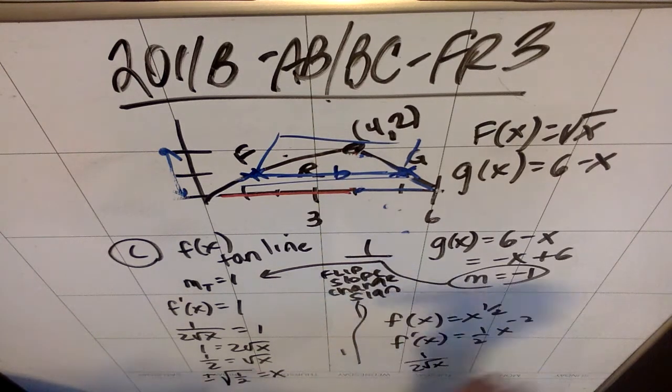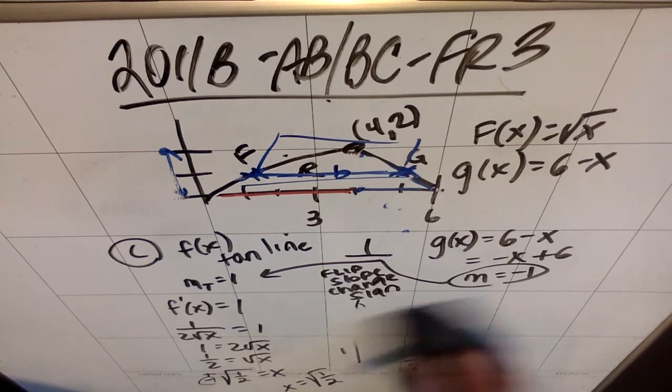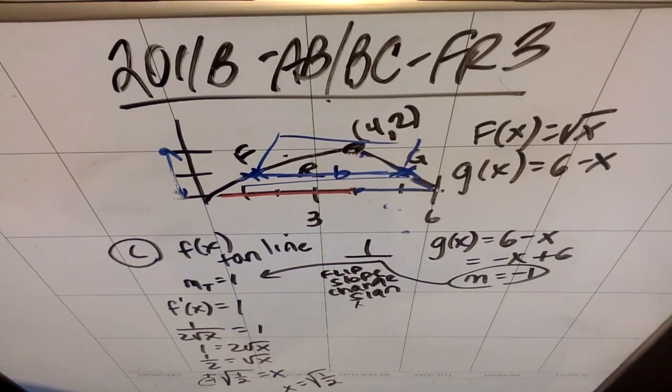Well, the trick is that I'm in quadrant 1, so I don't need the minus. I can't have a negative x coordinate. So my x is going to be the square root of 1/2, or if you want, you can do a bunch of things to clean it up. So it's going to be the square root of 1/2.